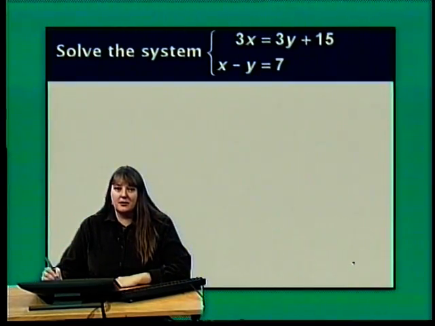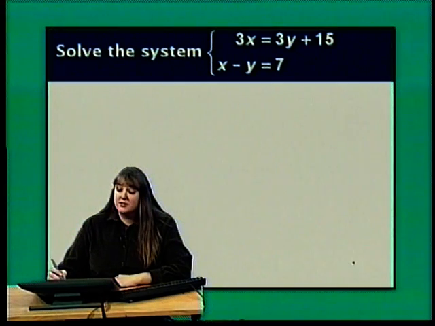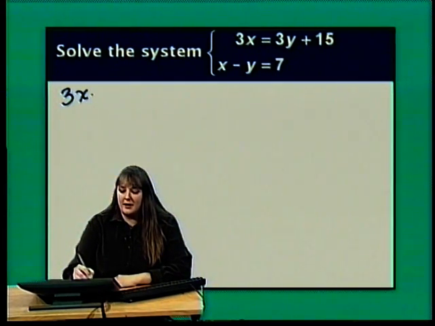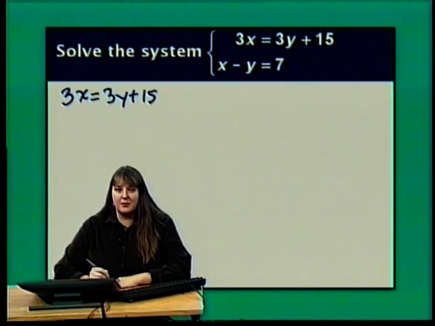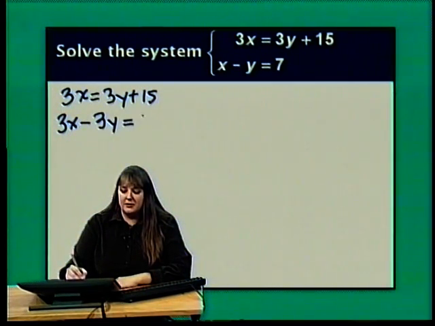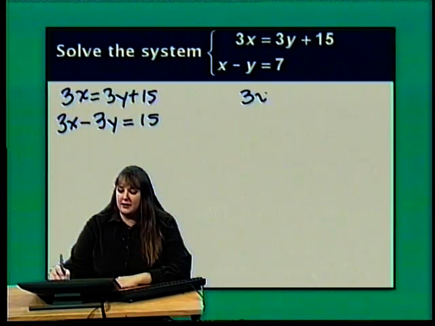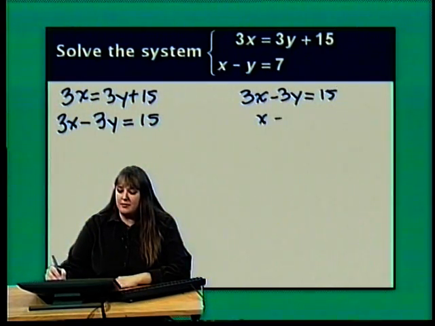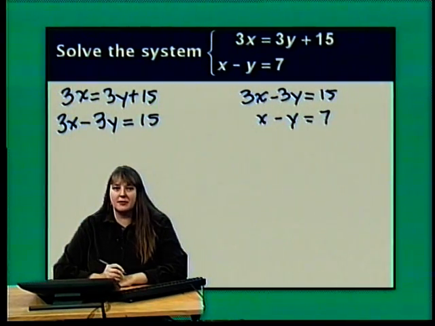Now let's solve the system 3x equals 3y plus 15, and x minus y equals 7. Notice that once again the first equation is not in standard form. I have variables on either side of the equal sign. So the first thing that I'm going to do is take my equation 3x equals 3y plus 15 and subtract 3y from both sides. So 3x minus 3y equals 15. So now the system I have to solve is 3x minus 3y equals 15, and x minus y equals 7.